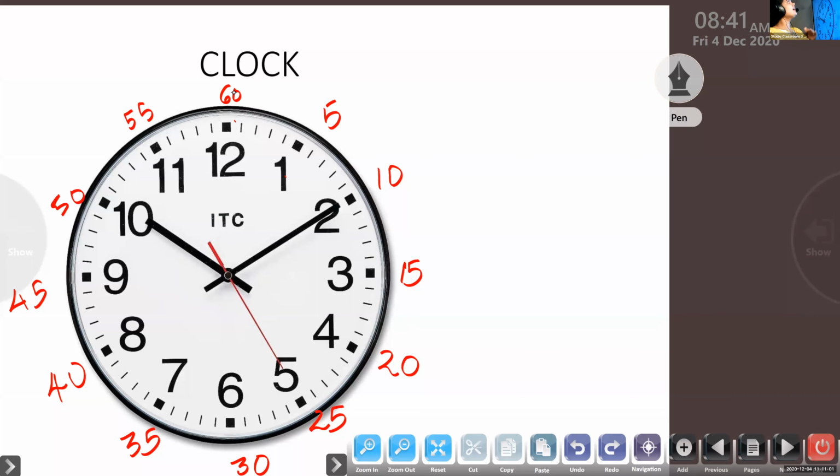Now we are going to discuss the position of the hour hand.